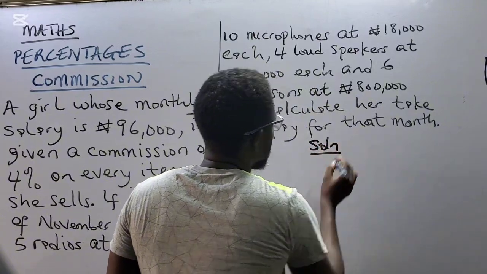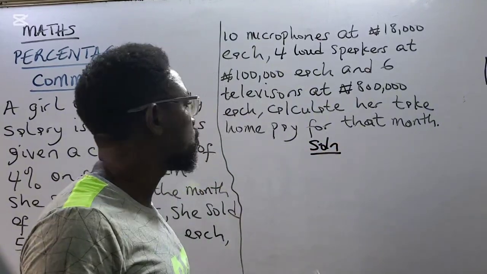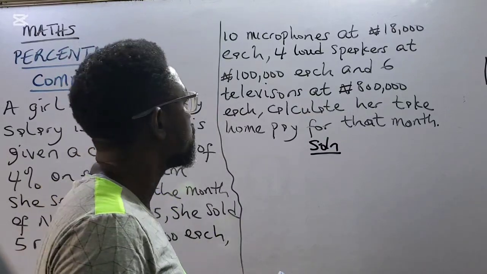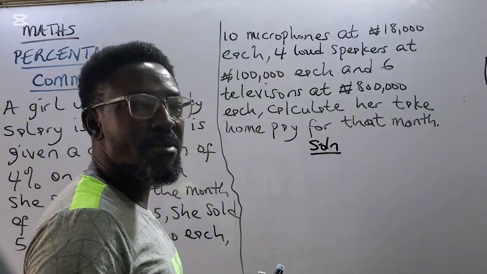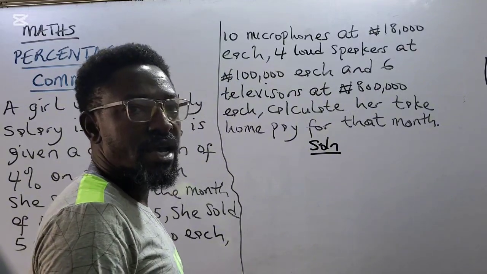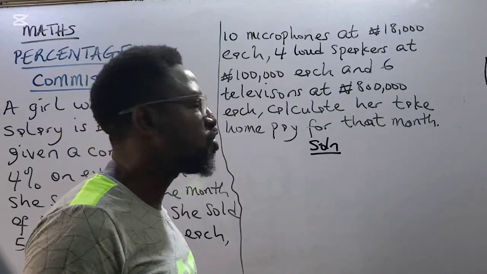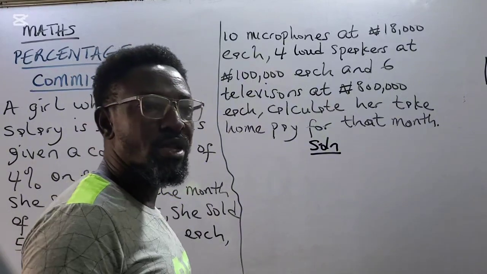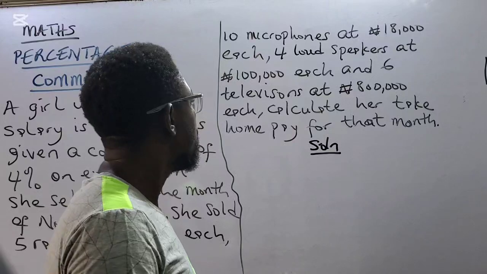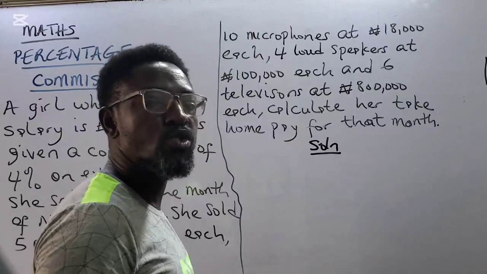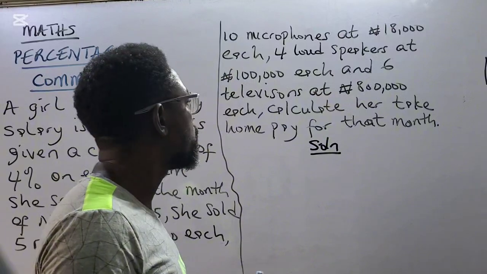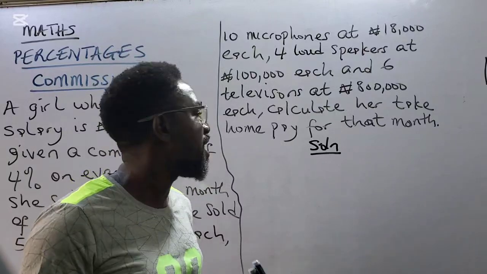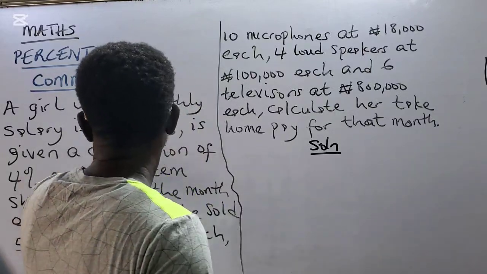If you want to solve a question like this, there are 2 ways you can do that. Since she's given a commission of 4% on every item she sells, you can calculate the commission separately for each of the items, and then calculate the total commission. Or better still, you can calculate the cost of the total items that she sold for that month, then find out what the commission is on the total sum. That is the approach I'm going to use for this question. Whether I use this approach or the former one, you are still going to arrive at the same answer.